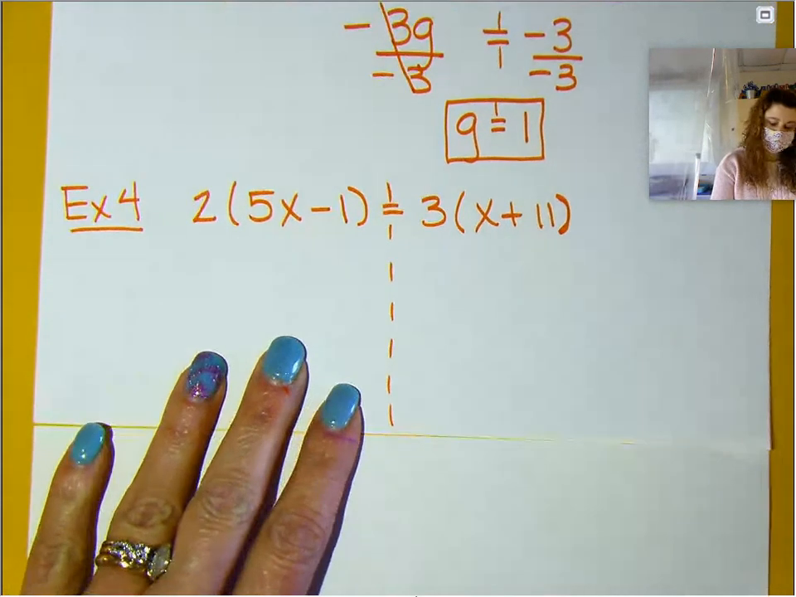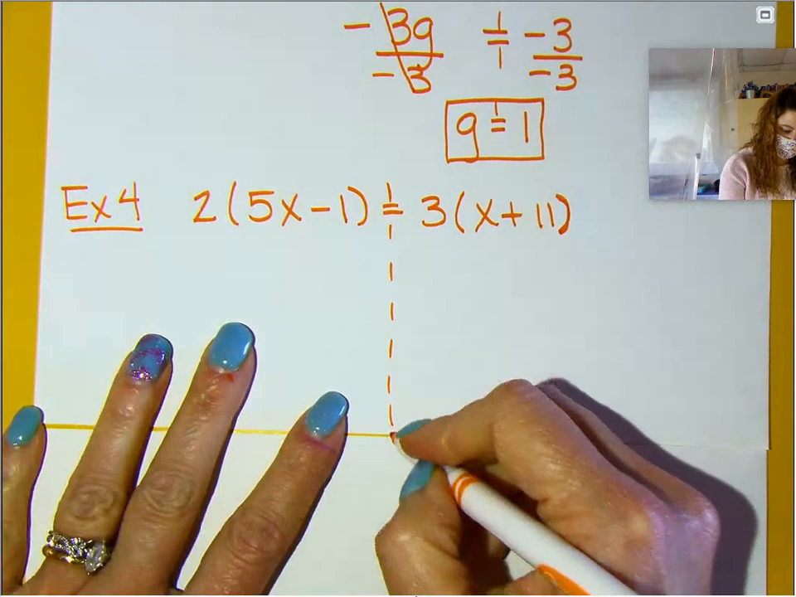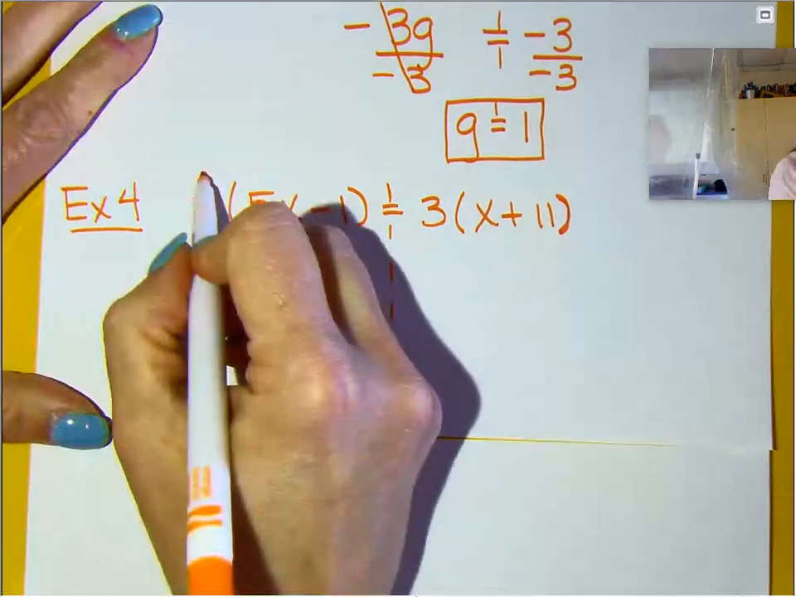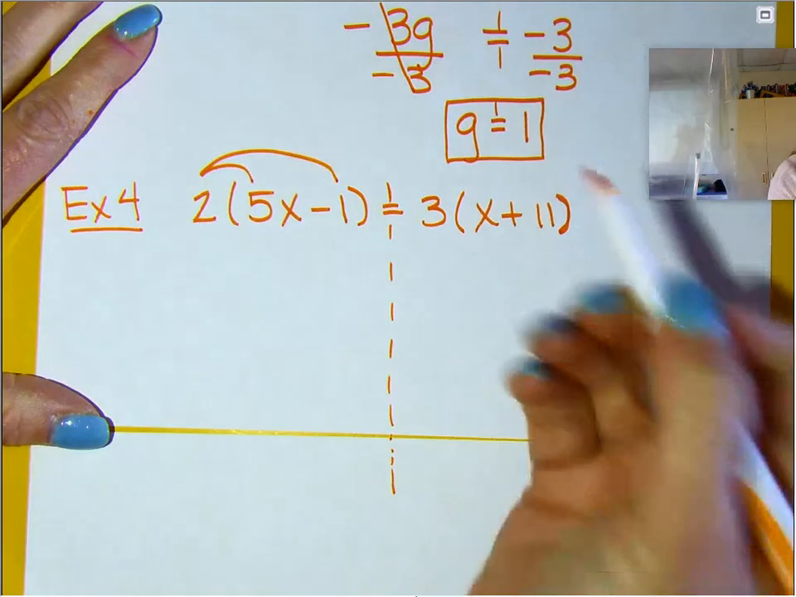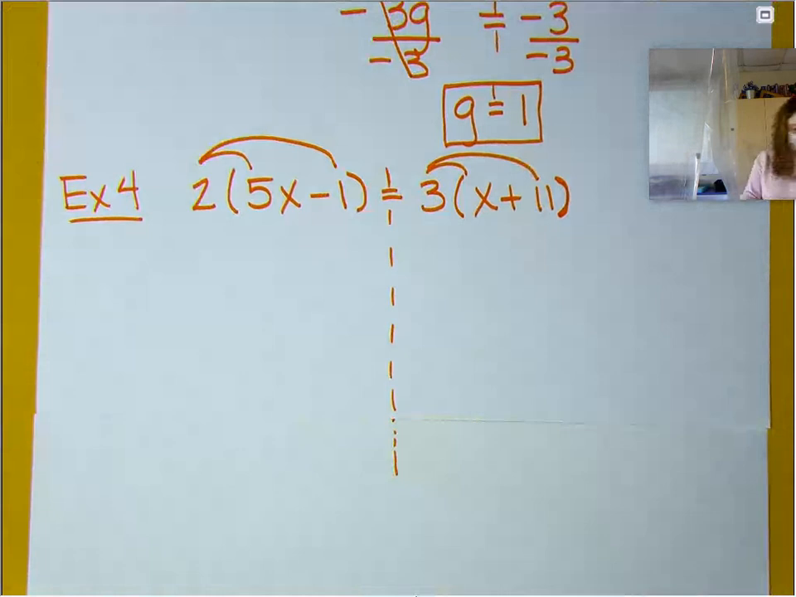And with those parentheses, what do you think we should do first? Good. Distribute, and don't forget to distribute to the number also, okay? So 2 times the 5x and the -1. Go ahead and distribute first. I'll let you work on that. See if you can do this one by yourself. See how far you can go.